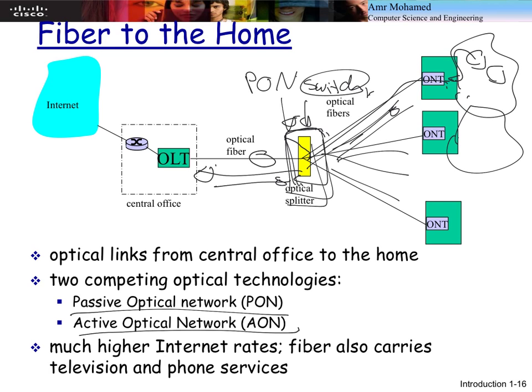But this is active in the sense that it does not replicate the signal. It sends the signal to the right user based on the address, which is what we use in switched Ethernet. In switched Ethernet, instead of using a hub, we use a switch. The switch will read the physical address and will send the packet content, or the frame, to the user based on this physical address. So that's what happens in an active optical network.